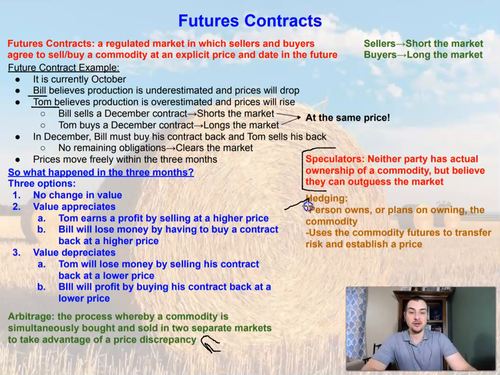Whereas hedging, on the other hand, is a person who owns or plans on owning the commodity, and they're using the commodity futures to transfer risk and establish price. So we're going to get into some more examples of speculators versus hedging, but just know that typically if a farmer or rancher is going to be buying a commodity contract, or if you've got a processor or a wholesaler buying a commodity contract, it's because they're typically hedging, and they're actually trying to transfer risk from themselves to someone else.